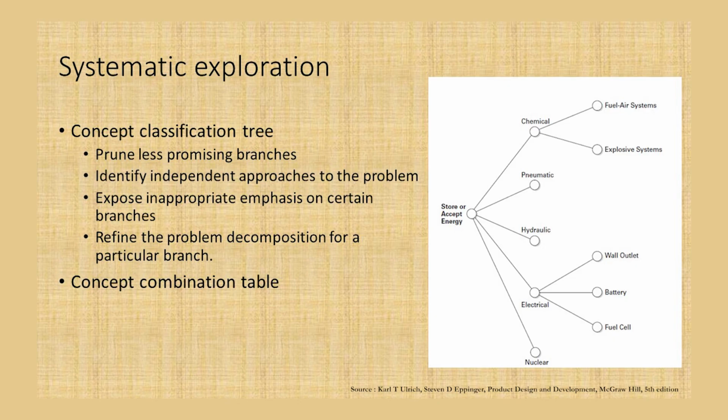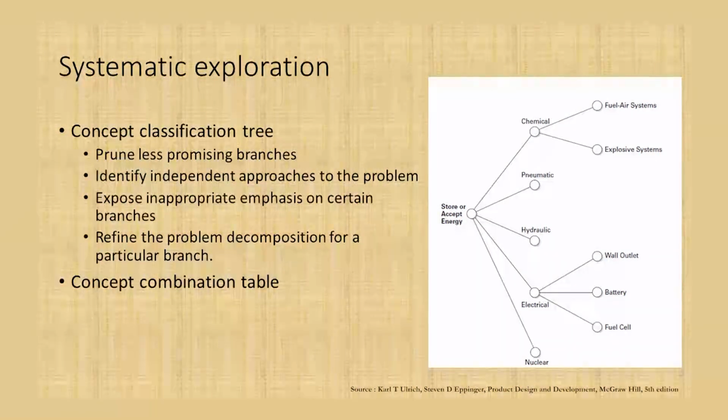So, from store accept energy into electrical, into wall outlet, into battery, then wall outlet can be further made into maybe some other branches. And then what you can do is create a concept combination table. So, this is the concept classification tree and then you create a combination table. In the concept combination table, you can maybe combine wall outlet with battery or combine hydraulic with a wall outlet, and combine different concepts. All right.